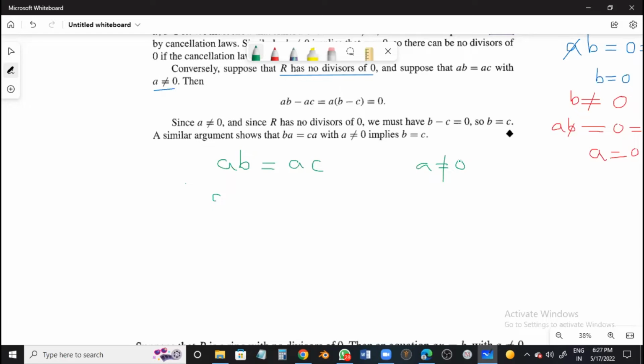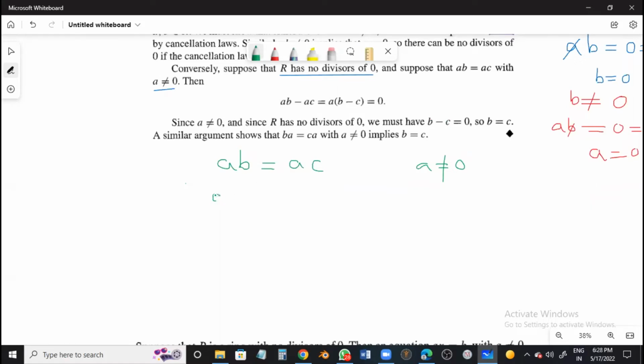Two non-zero numbers multiplied together produce a zero, means R has zero divisors. Here I want to show that R has no zero divisors. Means if I multiply a non-zero number by a non-zero number and the answer comes out to be zero, R will have zero divisors. Here we want to talk about the reverse way. So what we'll do, one number I have selected, A not 0.